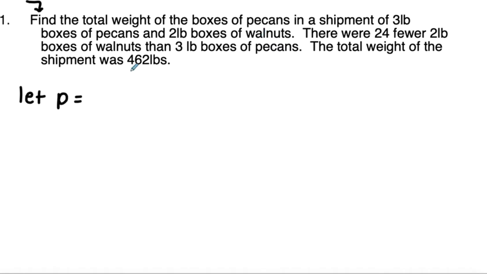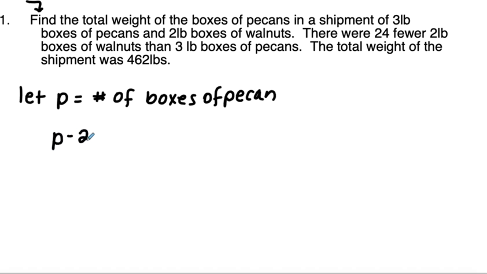We know that the total shipment was 462 pounds, and we know that each box of pecans was 3 pounds and each box of walnuts was 2 pounds. So really we need to know how many boxes we have. So we're going to let P equal the number of boxes of pecans. All right, and it says there were fewer boxes of walnuts. Okay, so then P minus 24 is going to be the number of boxes of walnuts.